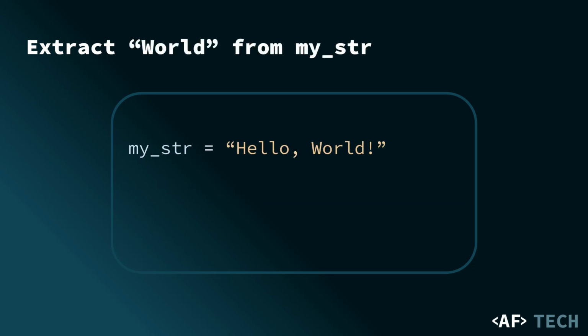Extract world from my str. We'll index from index 7 up to but not including 12. So we'll start at W, which is index 7, and then we will stop before we get to 12, which is the exclamation point.